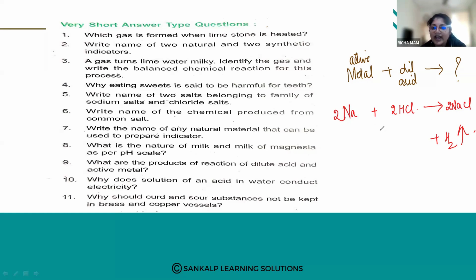So what are the products of the reaction of dilute acid and an active metal? Salt and gas are obtained. NaCl is a salt, and H2 is a gas. So when an active metal is reacted with dilute acid, one product is a salt and the other is hydrogen gas. Understood? So you can write that the products obtained are a salt and hydrogen gas. Fine. Let us go for the next one.